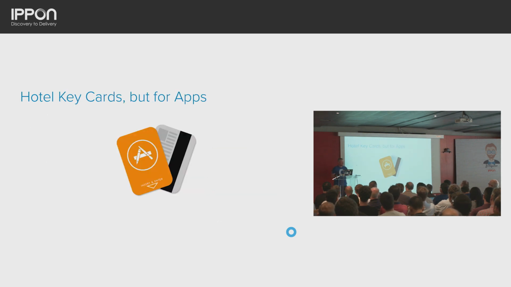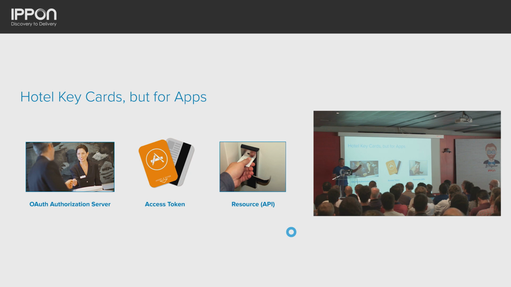And you can think of it like hotel key cards, but for apps. When you get a hotel key card, you go and authorize at the front desk. You show them some identification. You say, hey, here's my ID or here's my passport. They give you an access token in the form of a hotel key card, and then you can access all the resources in that hotel.